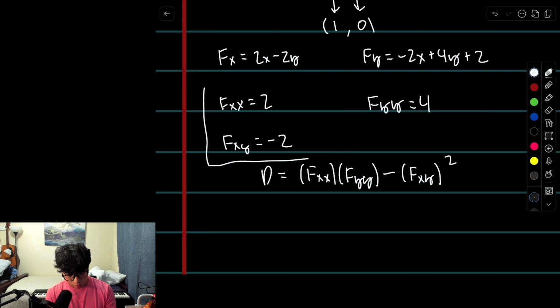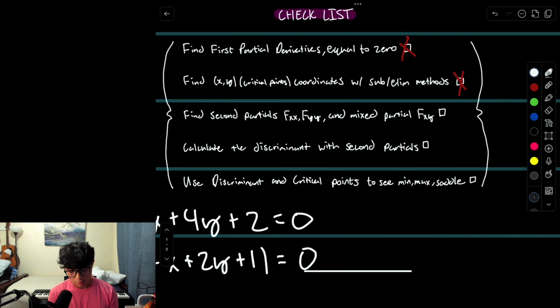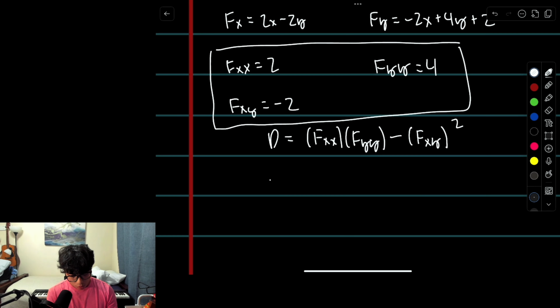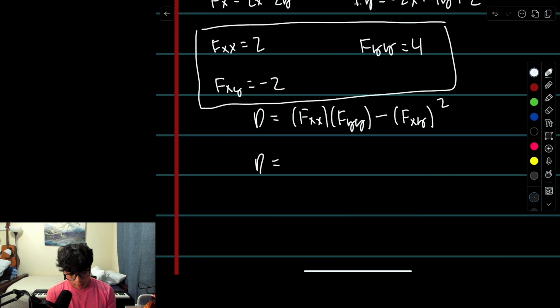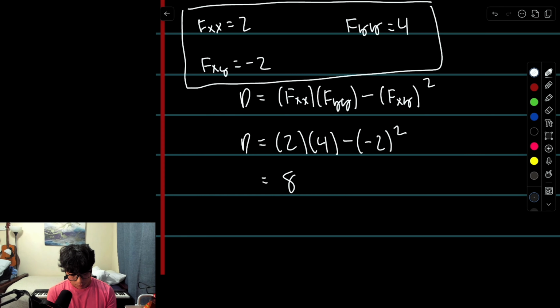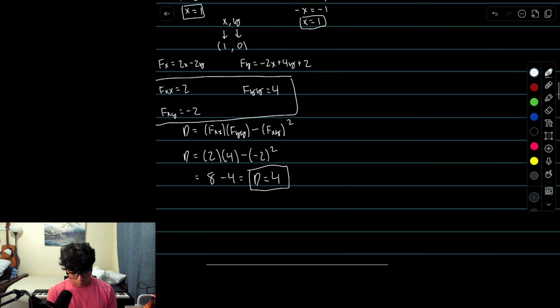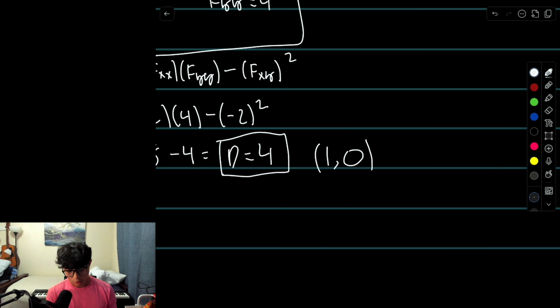So now we have all three pieces needed, which on our third part of the list, we can check out. I like that. And all we do is just plug in. So our discriminant equals f_xx, which is 2, times f_yy, which is 4, minus f_xy, which is negative 2, squared. Simplified, this becomes 8 minus negative 2 squared, being 4, and our discriminant becomes 4.